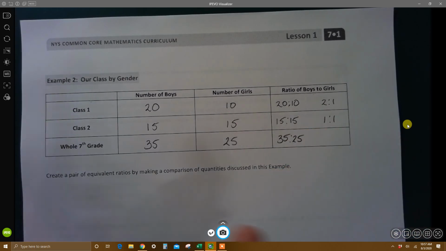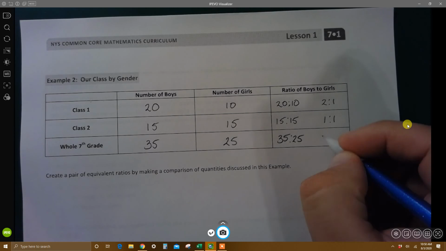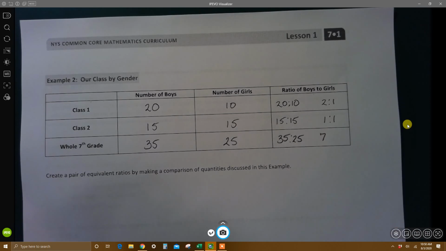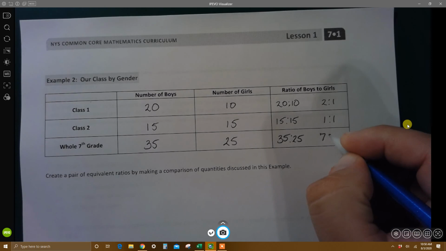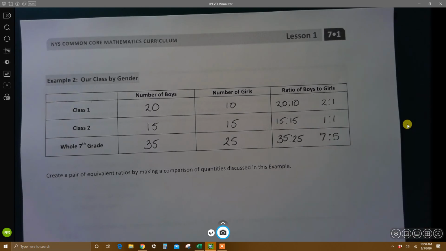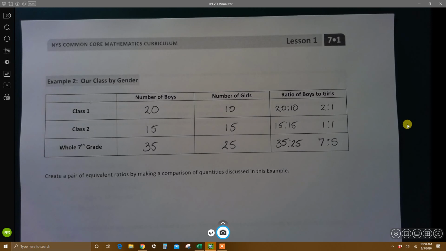Now, I know I can simplify that because both of these are divisible by what number? Correct. I can divide by 5. So 35 divided by 5 is 7. 25 divided by 5 is 5. So there are 7 boys for every 5 girls. Okay.